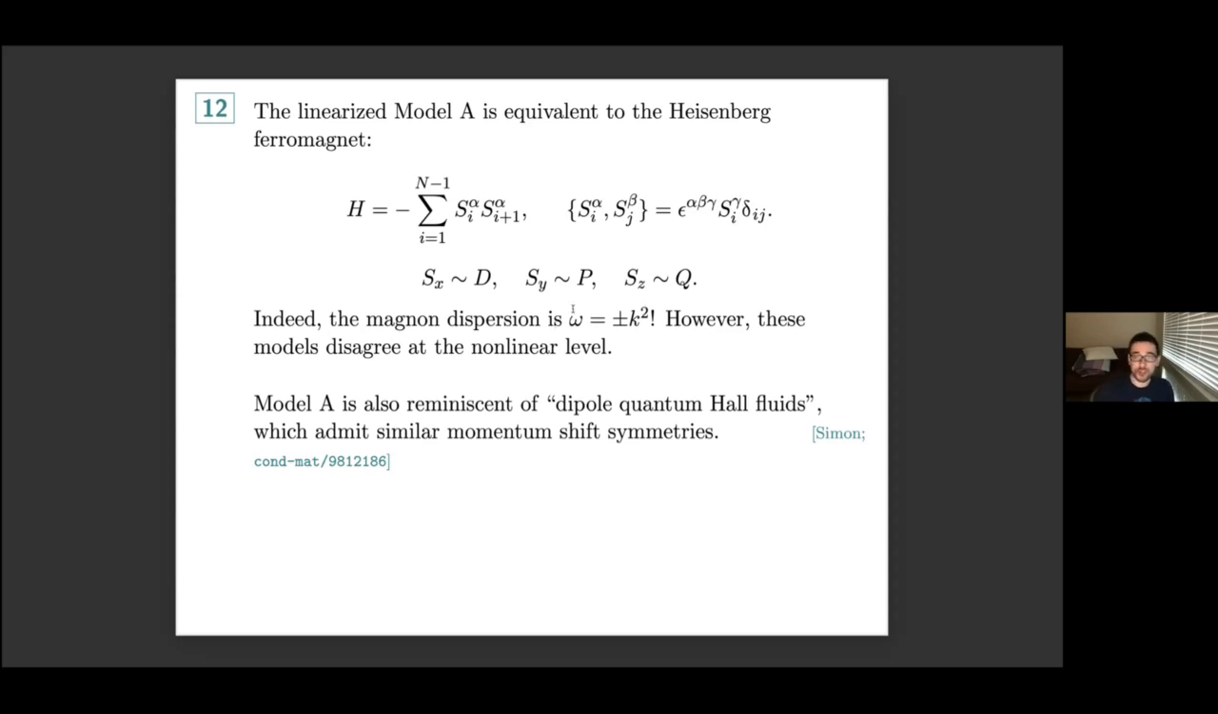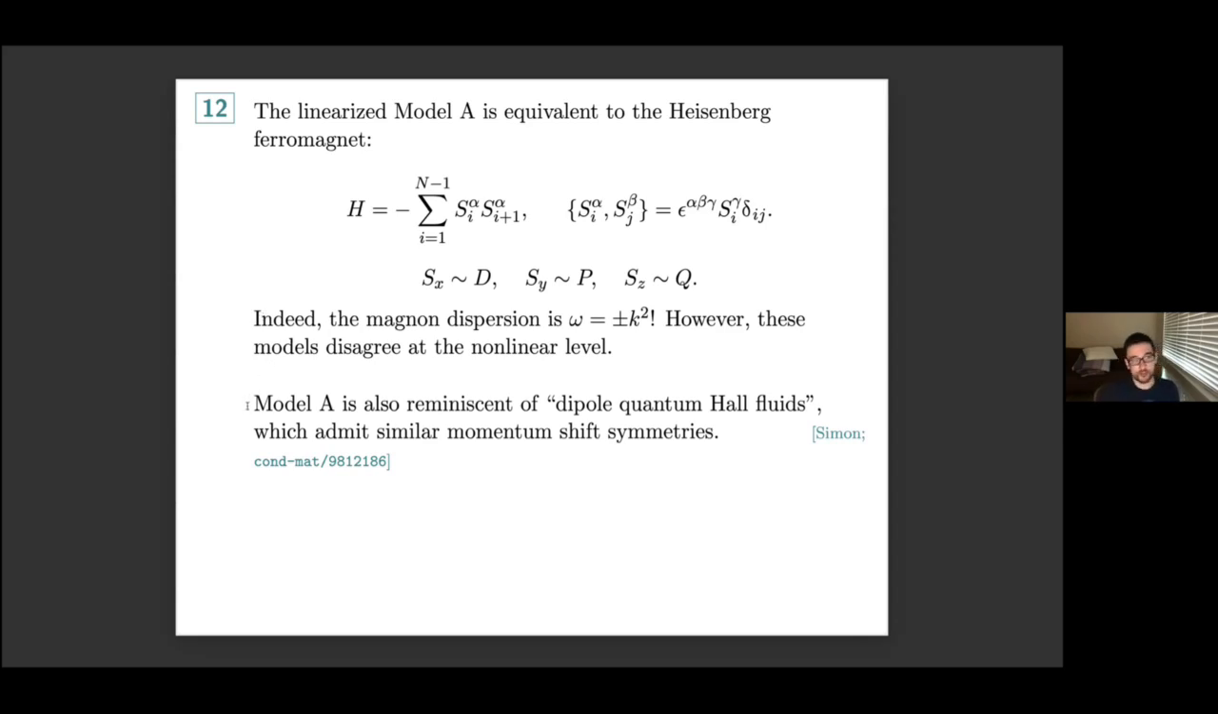It would be interesting if one could add perturbations to the Heisenberg ferromagnet that stabilize S_z to be roughly constant while adding nonlinearities for S_x and S_y. If you did that, then perhaps the ferromagnet can realize our universality class, but we don't know if that's possible.